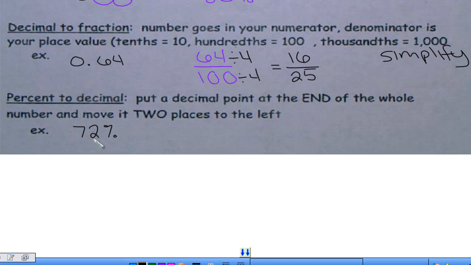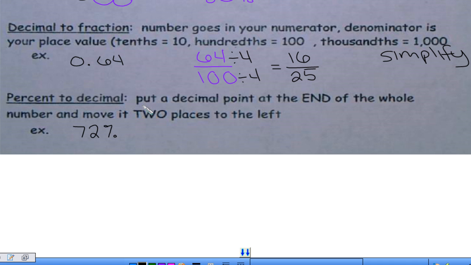Okay, that is how to change a percent to a decimal. So if you can change a percent to a decimal, then you can also change a percent to a fraction, because I just told you how to change a decimal to a fraction. So you'd have to go percent to decimal, and then decimal to fraction. So do you see how sometimes you'll have to use 2 of these steps?